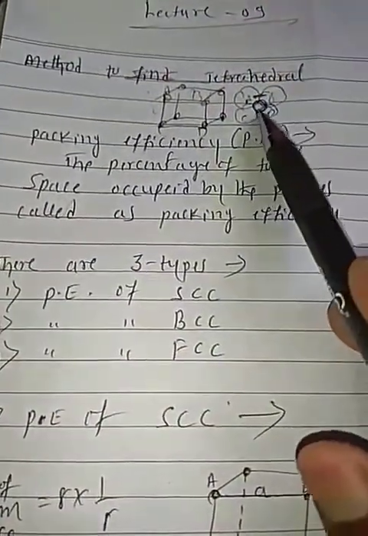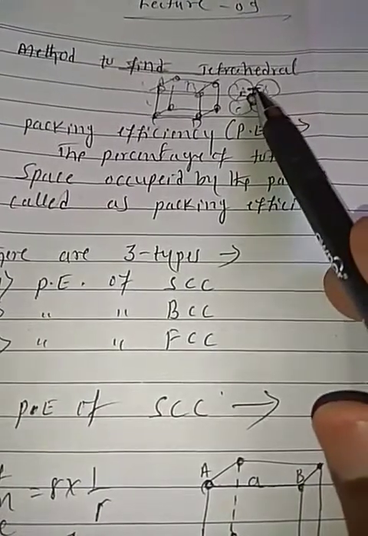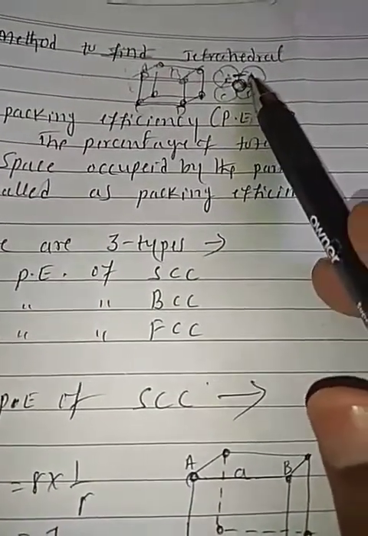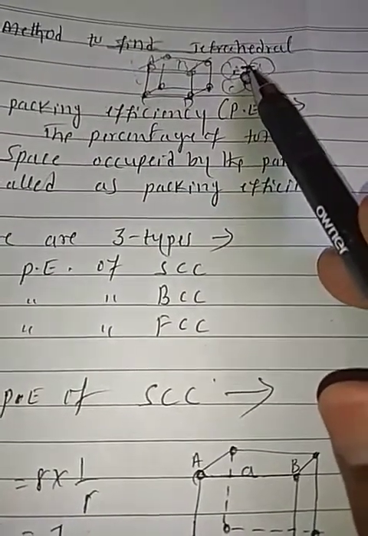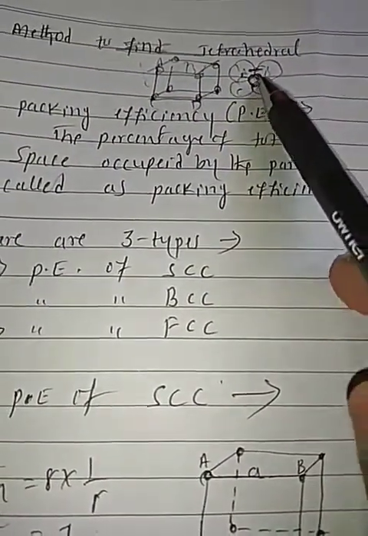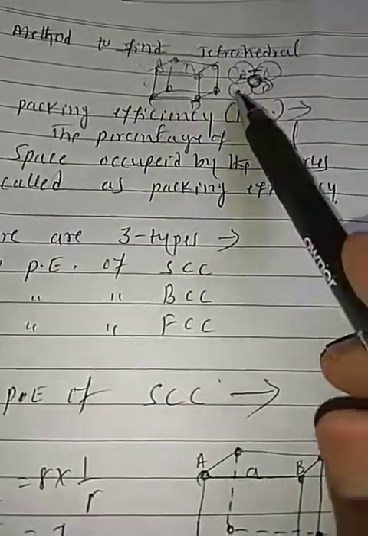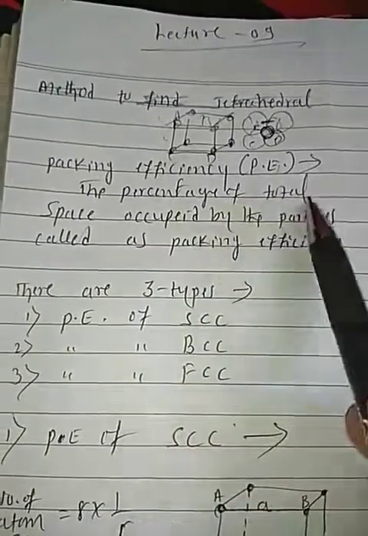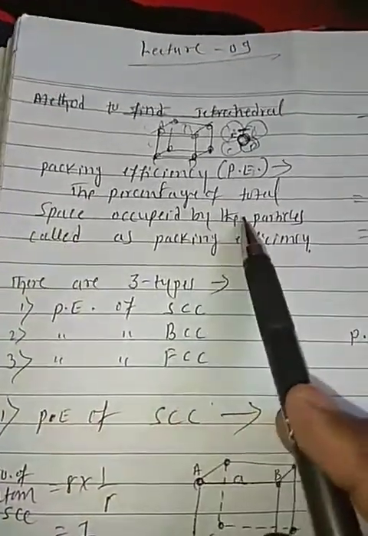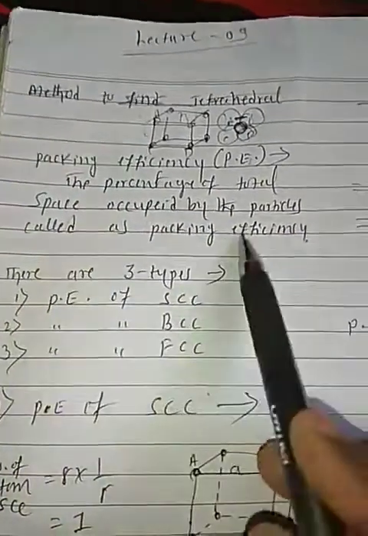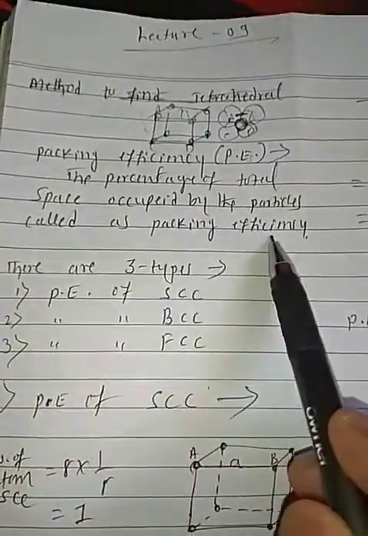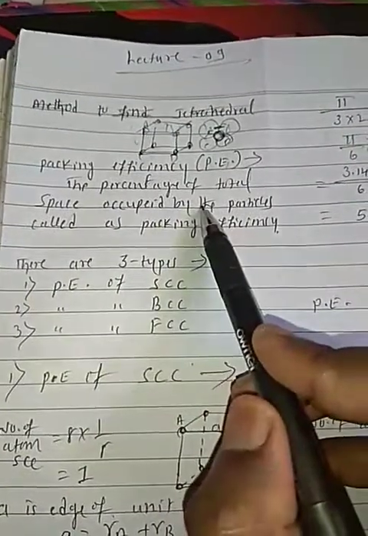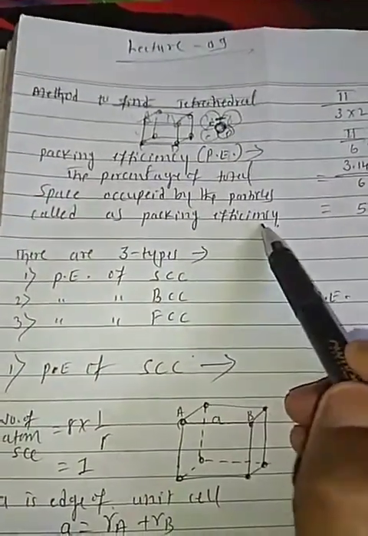The percentage of attraction and the percentage of empty space present. How strongly they are compactly bonded and how much empty space is left in the crystal is called packing efficiency. The percentage of total space occupied by the particles is called packing efficiency.